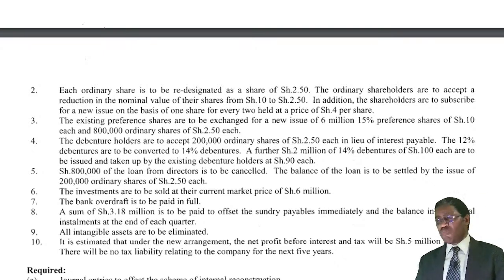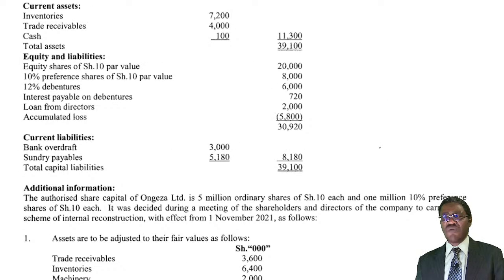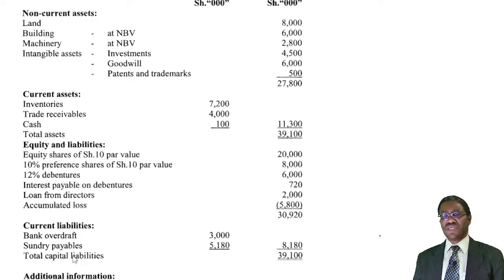So let's go back and check how many shares our company had. From this question, if you look at the balance sheet, our company had equity shares of 10 each. The figure is 20,000. Of course, I think the figures were in shillings thousands. Yes, our balance sheet was in shillings thousands.